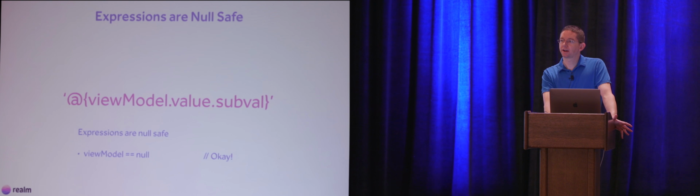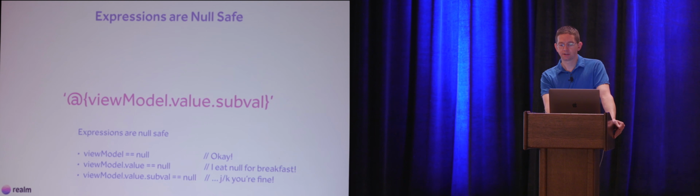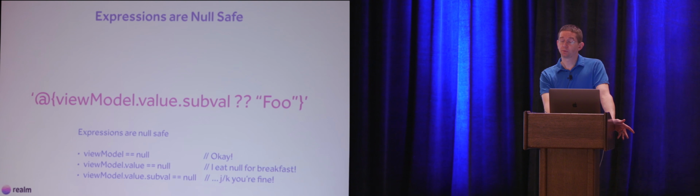The expressions are entirely null safe. So this expression, no matter if any of these are null, that's OK. So if viewModel's null, you won't throw a null pointer. Same thing with value or subvalue. If you want, you can coalesce it to a default value. So if any of these were null and this whole expression turned out to be null, then you can default it to returning that as the value when this expression is evaluated.